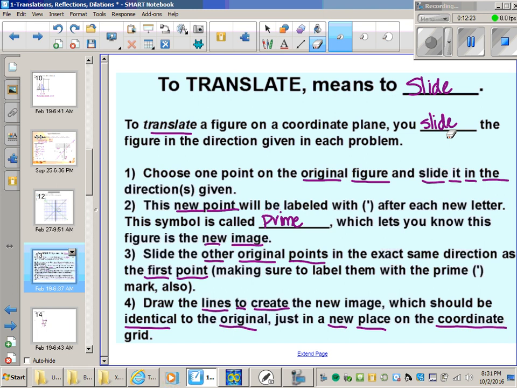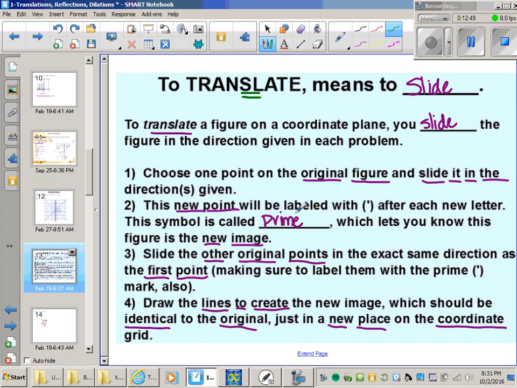Okay, to translate. Now, you don't need to write all of this stuff down, but if you're a steps person and you prefer to, go right ahead. But to translate just means to slide the figure. And again, a way that I remember that is translate has an SL in the word. So translate means to slide, and to translate a figure on the coordinate plane, you must slide the figure in the direction given in each problem.